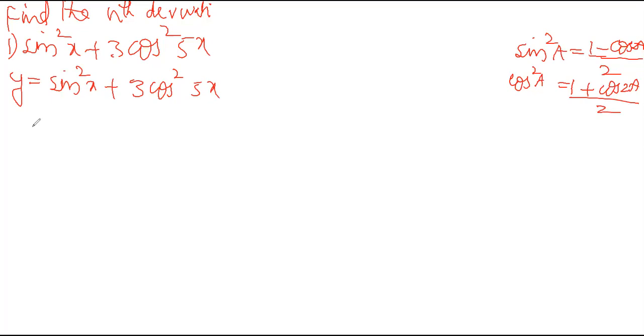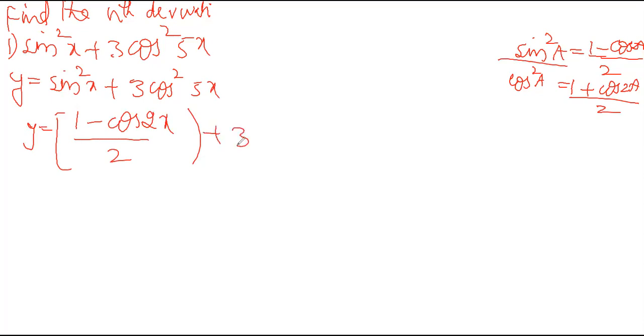Here, then y is equal to 1 minus cos 2x, divided by 2. Here 2x is there, and 2x divided by that is 2. This is the first one. Sin square x means 1 minus cos 2x by 2, plus 3 into the next one. What is cos square x? Cos square x means 1 plus cos 2x divided by 2.